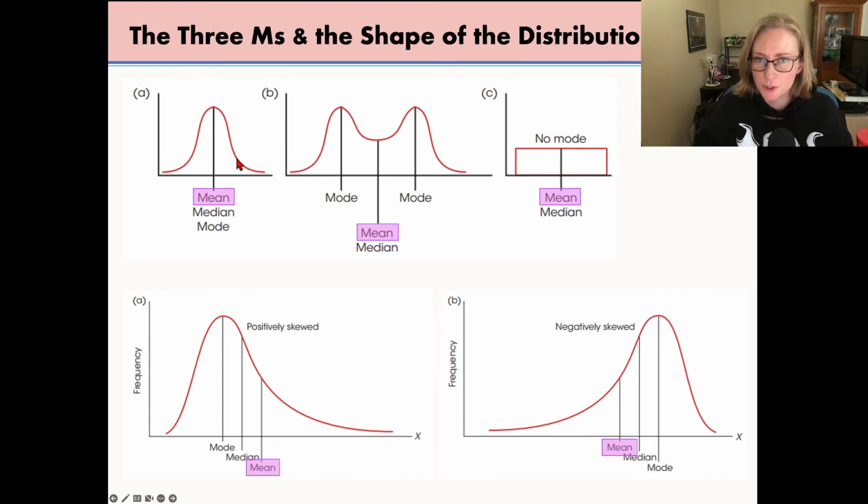Obviously the symmetrical ones are pretty easy and straightforward, but knowing the order with which these three measures of central tendency align themselves, you can even figure out the shape of the distribution without even seeing it, just by knowing what the mean, the median, and the mode are. And I think I'll have an example in a couple slides that shows that.